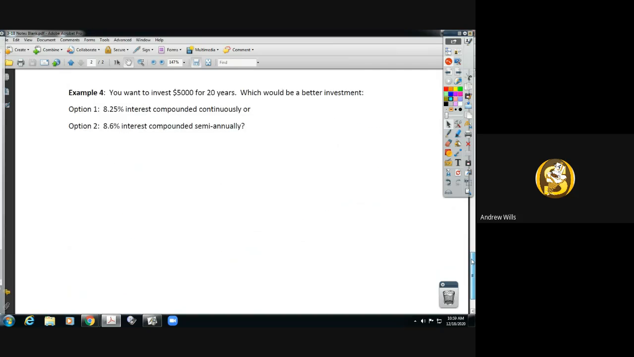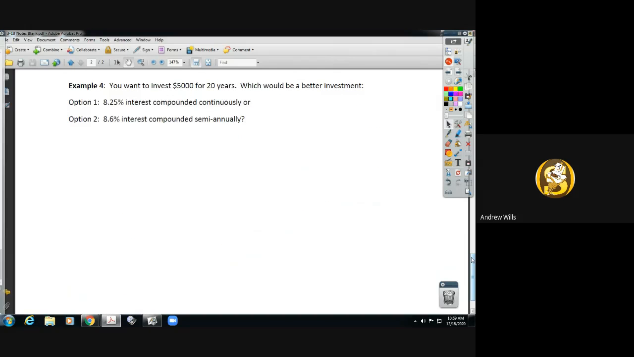So finally, it says you want to invest $5,000 for 20 years. Which would be the better investment? Option 1, 8.25% interest compounded continuously, or option 2, 8.6% interest compounded semi-annually. So we're going to split our work area in half here, and we'll do option 1 on the left, option 2 on the right.